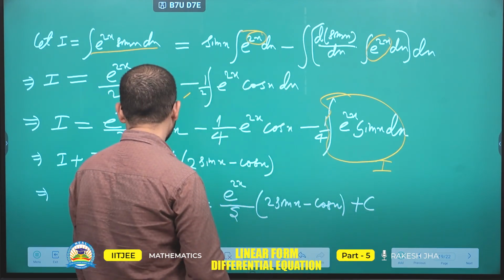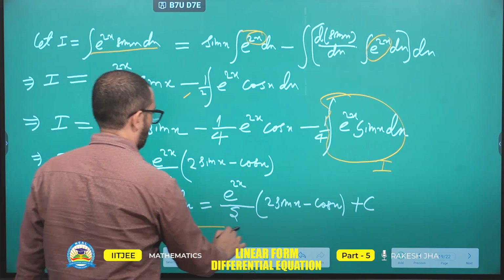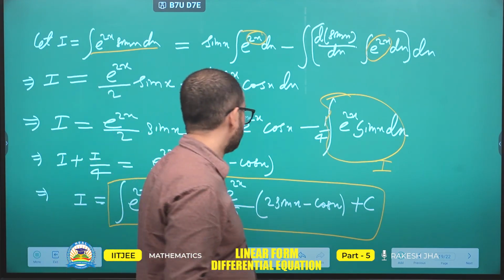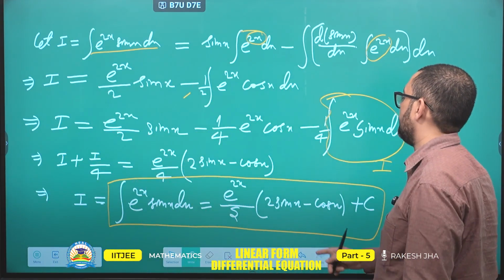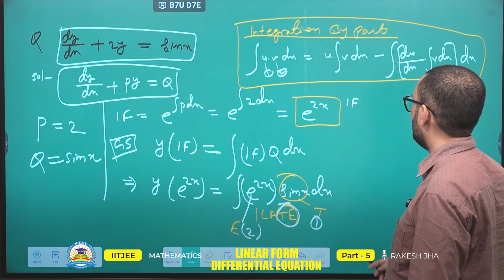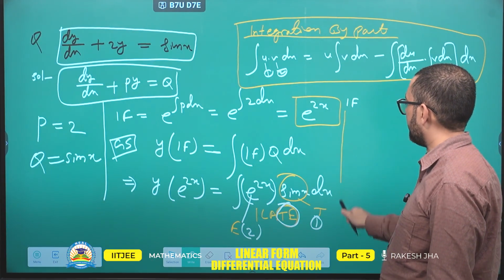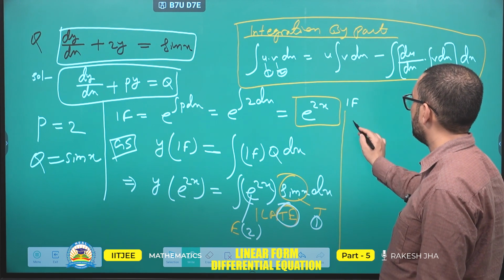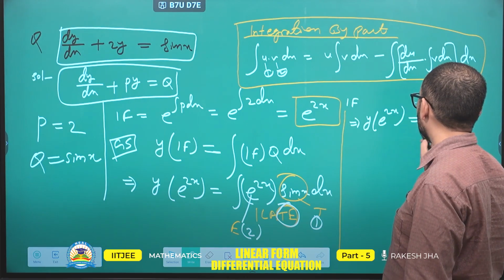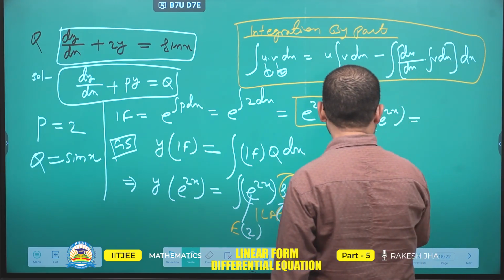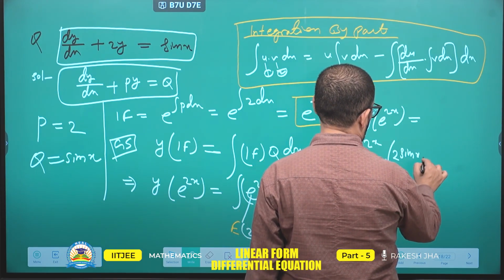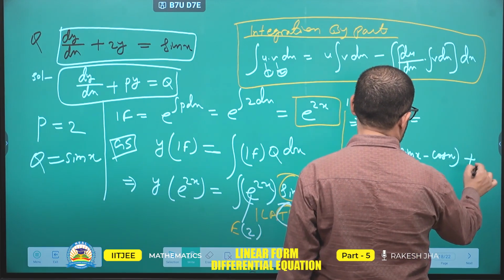So this is the integration that we are going to substitute in the given solution. So e raised to the power 2x upon 5, 2 sin x minus cos x. So here we can write y times e raised to the power 2x is equal to e raised to the power 2x upon 5, then 2 sin x minus cos x plus c.